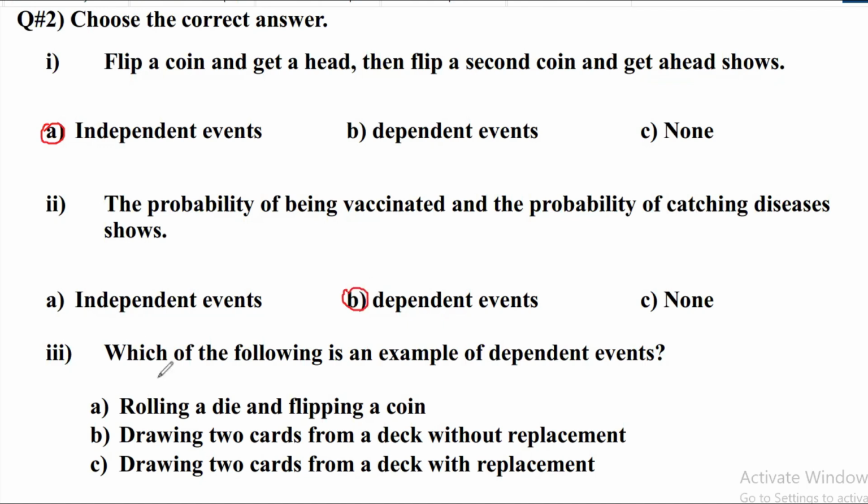And then the third one is: which of the following is an example of dependent events? Rolling a die is independent, and flipping a coin is also independent. So we cannot select the first one. Drawing two cards from a deck without replacement. Remember, without replacement. If it is with replacement, then the total outcomes will not change. But if without replacement, then the total outcomes will change. So if the total outcomes are affected, that means it is dependent. That's what they are asking, which one is a dependent event. So B, drawing two cards from a deck without replacement, because this will affect the total outcome. So this is a dependent event.